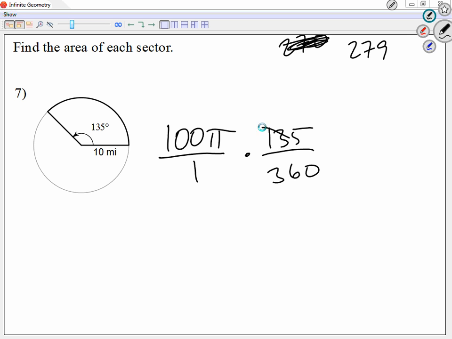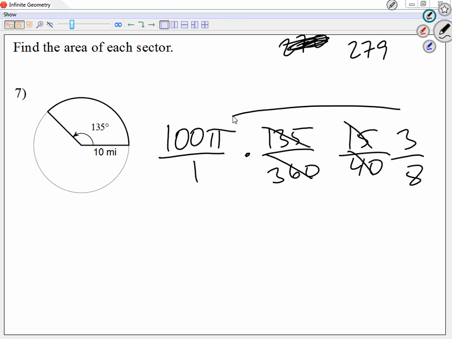So I'm going to divide this by 9. 135 divided by 9, I get 15. 360 divided by 9, I get 40. I know 15 is not divisible by 9, because if I add the digits, it's not divisible by 9. But 15 over 40, we can divide each by 5, and then we get 3 over 8. So you guys can learn how to check if it's divisible by 9.